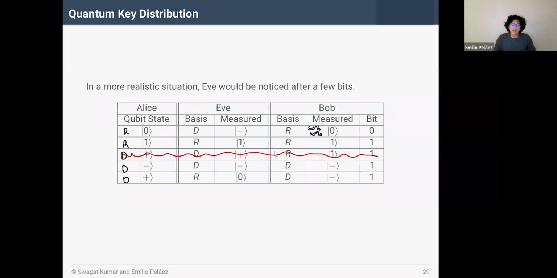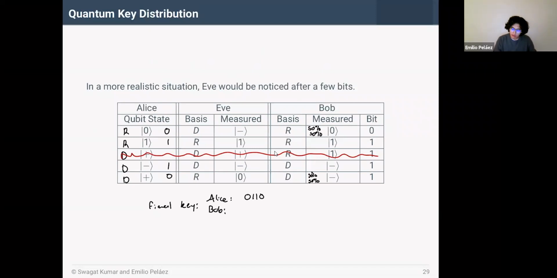But in the last qubit, Alice sends the plus state, Eve measures on the rectangular basis and gets the 0 state. And again, Bob will choose the same basis as Alice, so they think they need to get the same state. But in this case, since he has a 50-50% chance, now instead of the plus state, he gets the minus state. So the final key will be different for Alice and Bob. So the final key from Alice will be 0, 1, 1, 0.